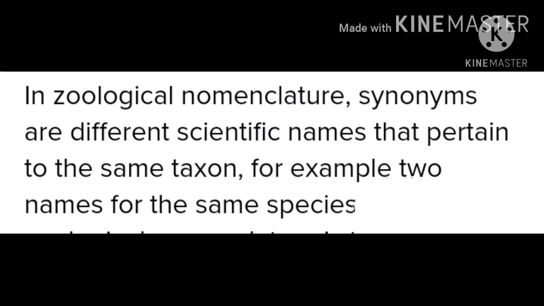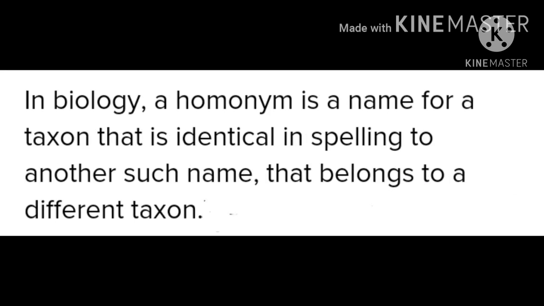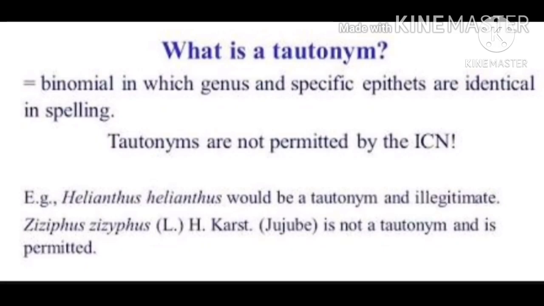In botanical and zoological nomenclature, synonyms are the different scientific names of the same taxon. For example, two names for the same species. But a homonym is a name for a taxon that is identical in spelling to another such name, but that belongs to a different taxon. So remember, a synonym is a different name of the same taxon, whereas a homonym is identical in spelling but belongs to a different taxon. Okay, what do you mean by tautonym?